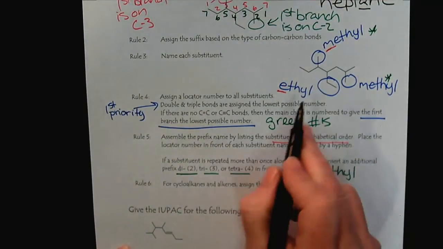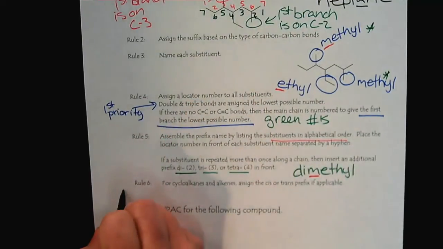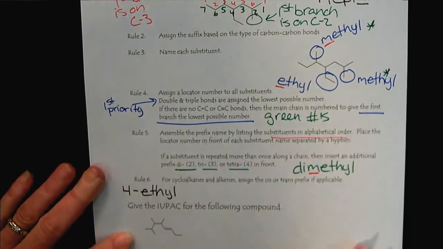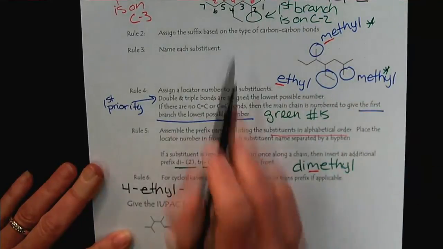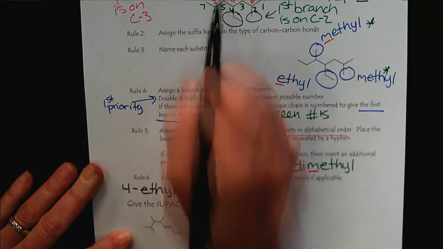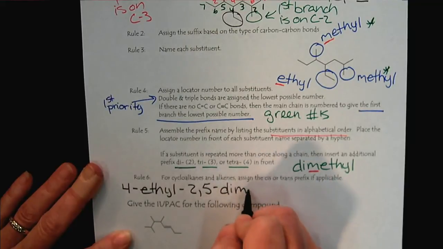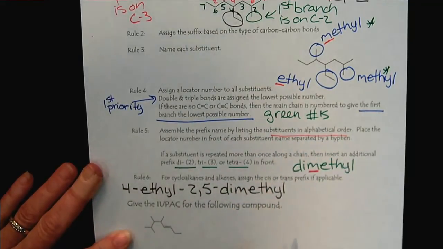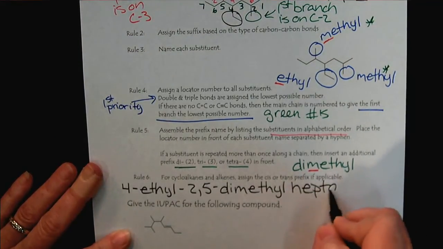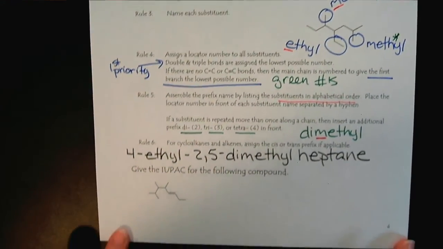All right, so the ethyl comes first, and the ethyl is coming off of carbon 4. So we say 4-ethyl. And then we have 2 methyl groups. So the methyl groups are coming off of carbon 2 and carbon 5. So 2,5-dimethyl. And now we finally get to put heptane. So notice every atom in the molecule is accounted for, all aspects of the structure.